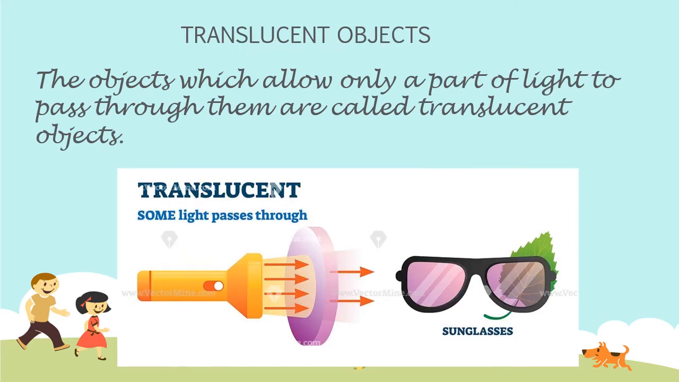Translucent objects. There are some objects through which we can see but not very clearly. These objects are translucent objects. They allow only a part of light to pass through them. Some examples of translucent objects are frosted glass and wax paper.